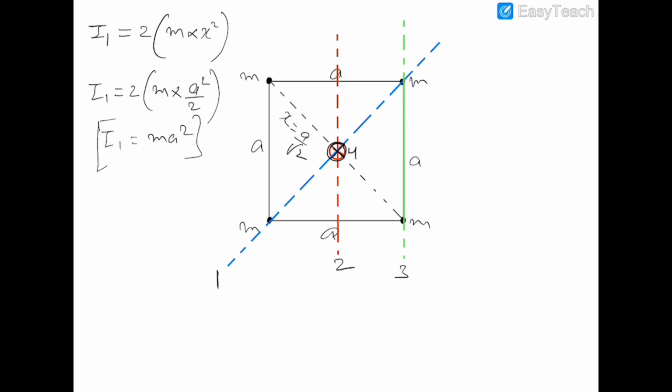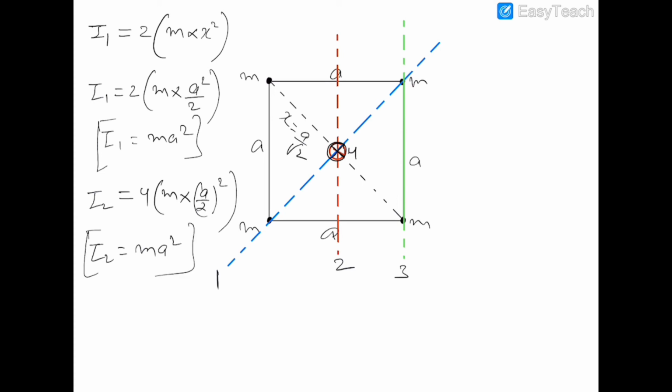Now the moment of inertia of the system about the axis number 2. About the second axis, you can see that the second axis is not passing through any one of them. So the moment of inertia of all of them would be non-zero, and the distance of all the masses from this axis is the same, which is a by 2. So the total moment of inertia would be 4 times the moment of inertia of any one of them. The moment of inertia of this mass is m into a by 2 whole square. So I2 will be equal to ma square.